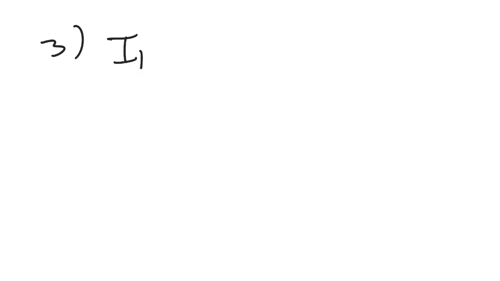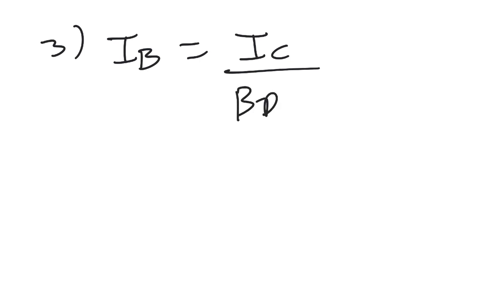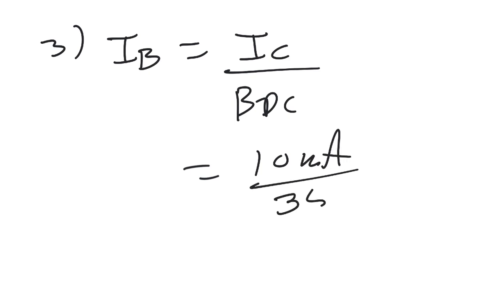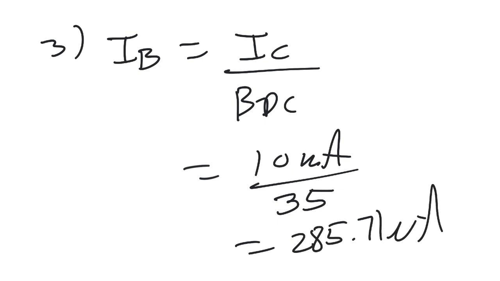The base current is equal to the collector current divided by the beta DC. Okay. Just don't bother putting negative values on the base current. It doesn't mean anything. On the voltages, obviously yes, but on the current, just leave it as an absolute number. Okay.